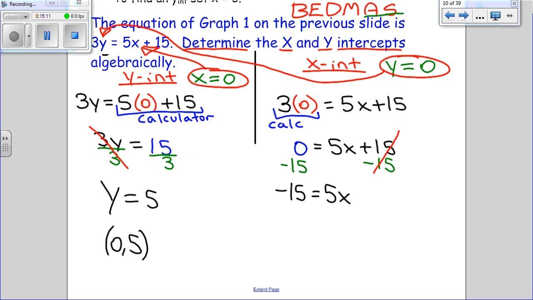Now if I continue with my reverse BEDMAS, I now need to remove any multiplications or divisions that are attached to my x. In this case, I have a 5 times x. The opposite of timesing is dividing by 5. When I divide one side by 5, I divide the other side by 5 as well. It'll cancel out on the one end, and then equal negative 3 on the other end.